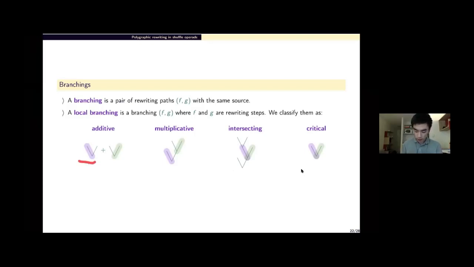If the 2 cells, F and G, rewrite on different monomials of the source, then we get an additive branching. If they rewrite on the same source but do not interfere with each other, it's multiplicative. If they do interfere with each other, we say it's intersecting. And if they interfere with each other and there's no extra context around, like here and here, then we say that it's critical.